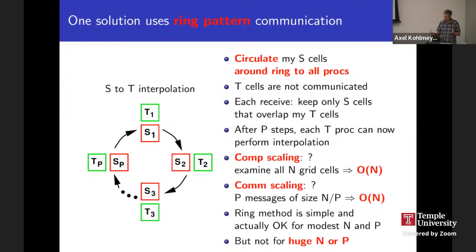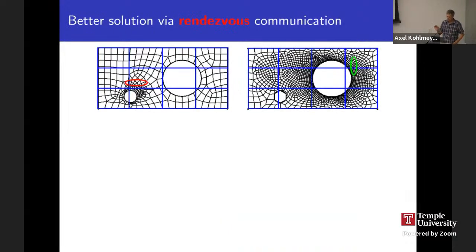So it's simple, and actually, if the interpolation were something that didn't need to be done every step, maybe an occasional setup operation, if you had modest size N or modest size P, this would be okay, but not at scale. Okay, so here's the rendezvous solution.